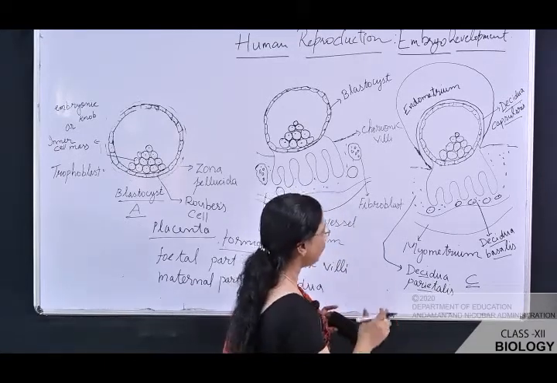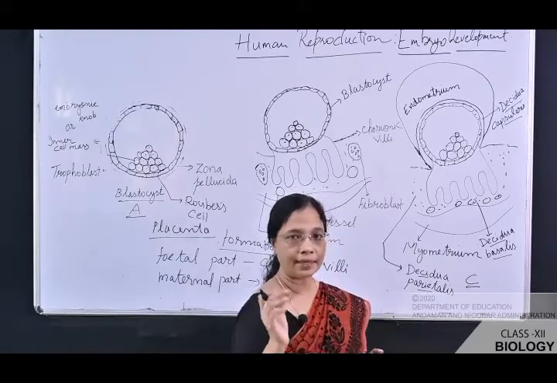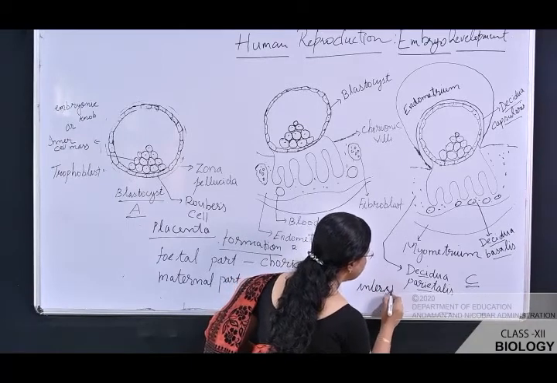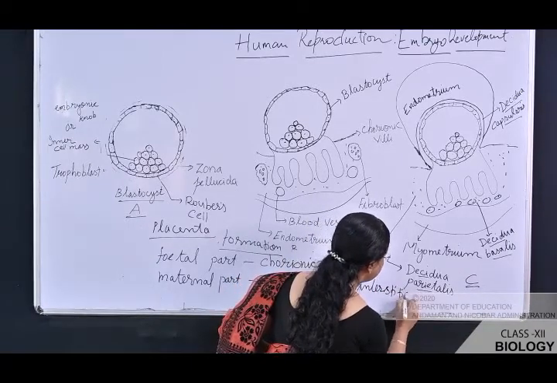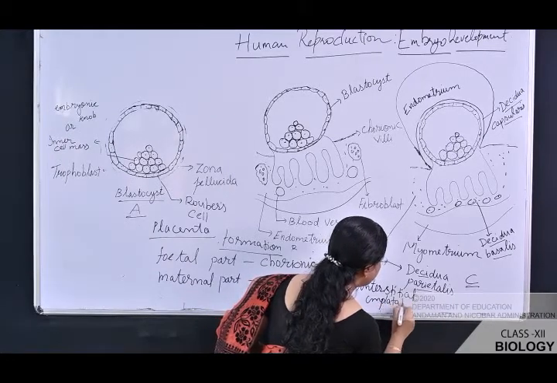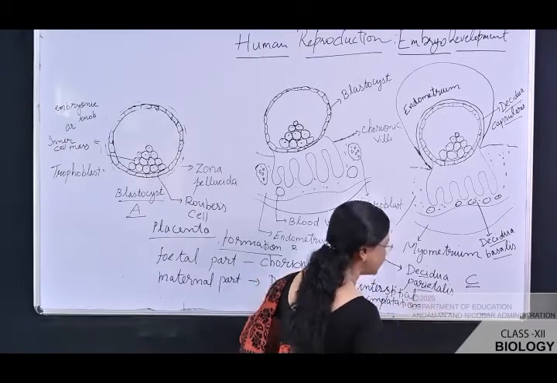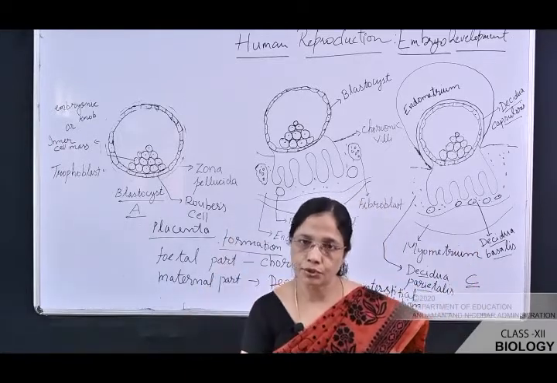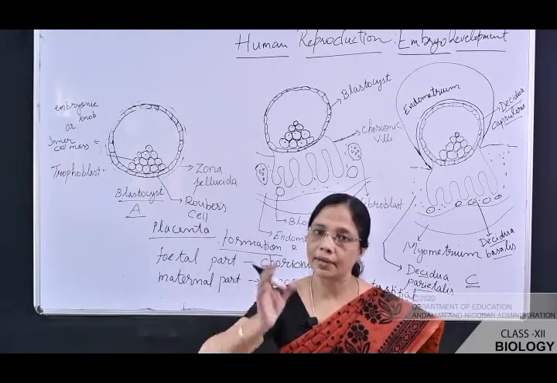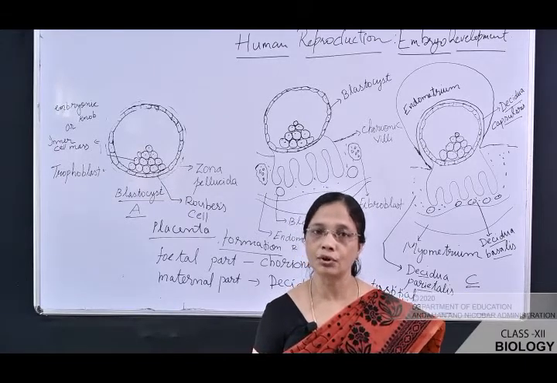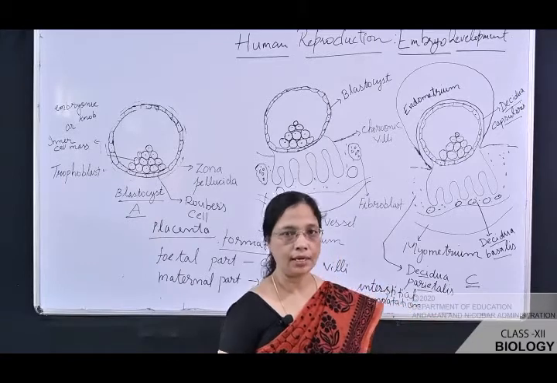That type of implantation is known as interstitial implantation. So what is interstitial implantation? The blastocyst sinks into the endometrium and is buried in the endometrium, and there the development takes place. That is known as interstitial implantation.